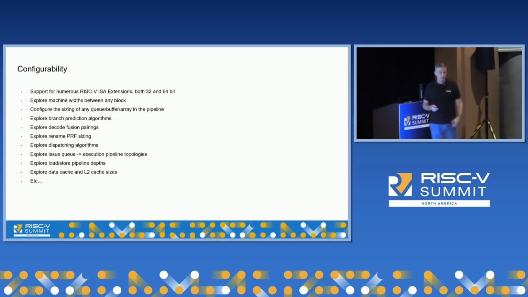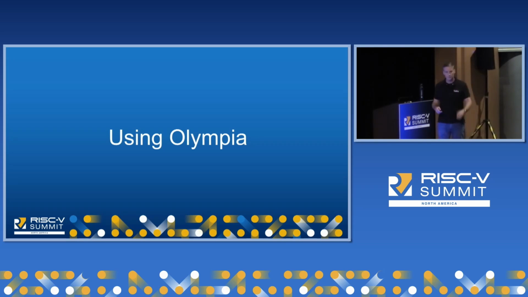Load store pipeline depths. You can actually program the load store unit to say how deep you want the pipeline to be, where you want it to have specific types of transactions to occur. And then data cache, L2 cache sizes, all these things are configurable, and we're adding more configurations as time goes on. Okay, so now you have a concept of what Olympia is.